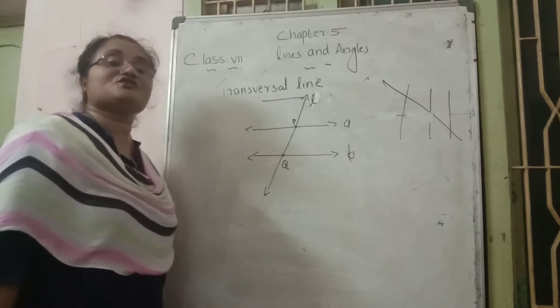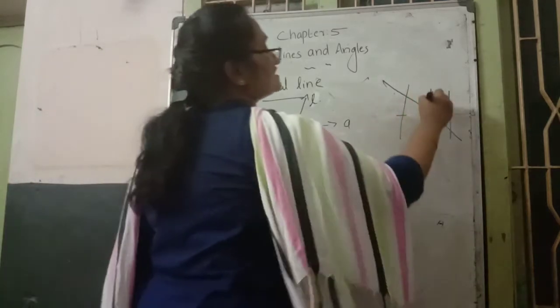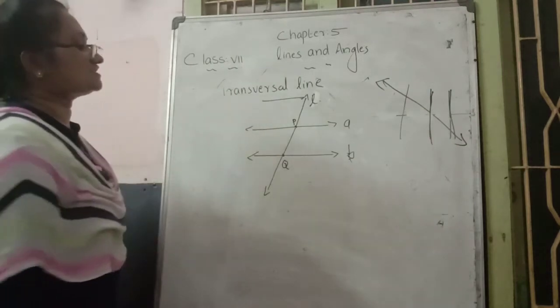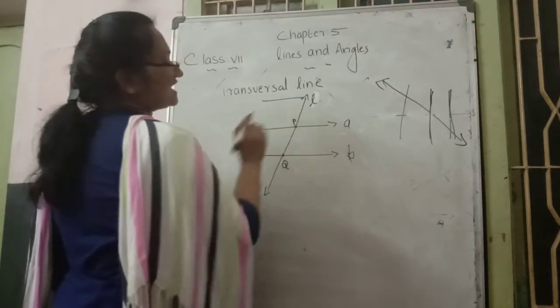Some fencing we are doing like that. In this shape, fencings are done. This one is the transversal line. Here, in the transversal line, some angles are there.